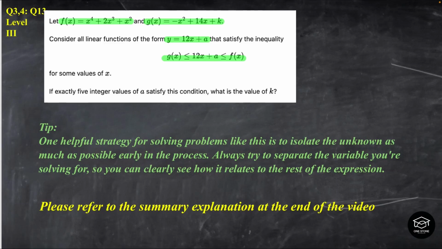In other words, g of x is less than or equal to 12x plus a, which is less than or equal to f of x. We're told that exactly 5 integer values of a satisfy this condition. Our goal is to find the value of k.